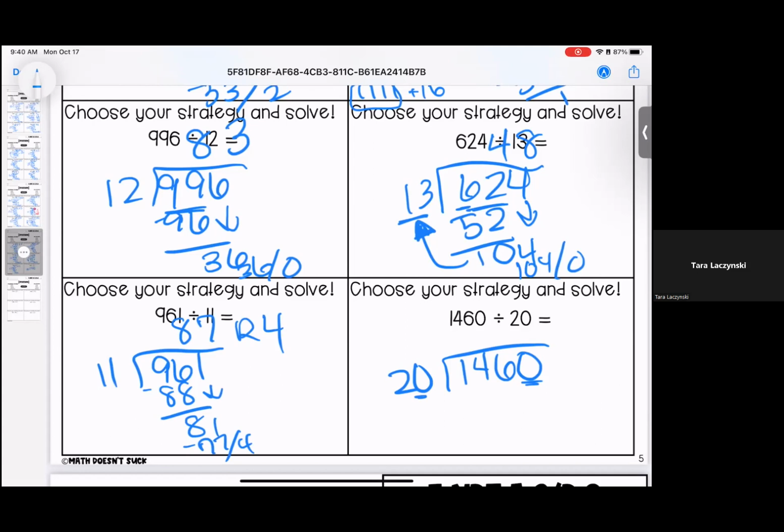So I'm going to start with, I could think of this as 2. Does 2 go into 146? Because really, if I throw a 0 on the end, that's my 20, right? So if I think, well, 2 goes into 14 7 times, I'm going to think 20 goes into 146 7 times. That means I can subtract that 140, bring down my 6 and my 0. 20 is going to go into 60 3 times. My final answer is 73.